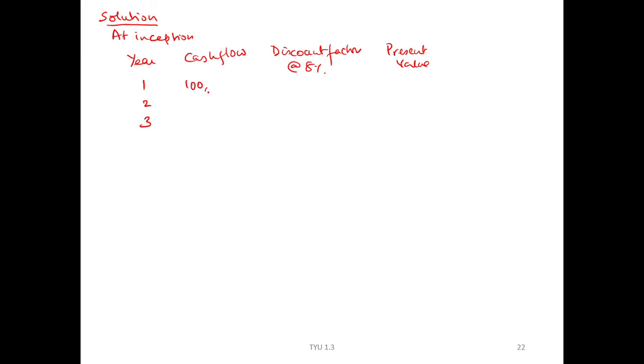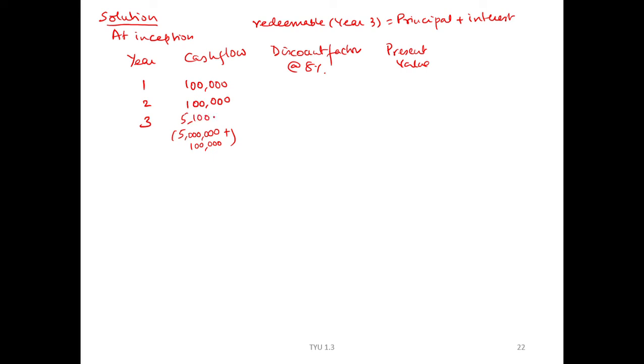First year it is going to be 100,000. Second year it is going to be 100,000. Third year will be how much? We have to repay. It is redeemable. Redeemable means in year 3, you will have the principal plus interest. It means you will have 5 million plus 100,000. You are getting 5,100.